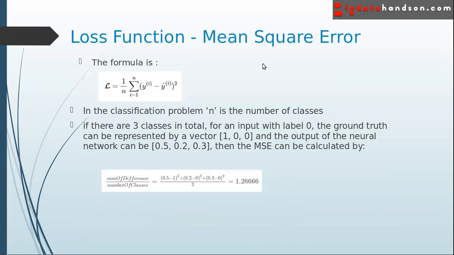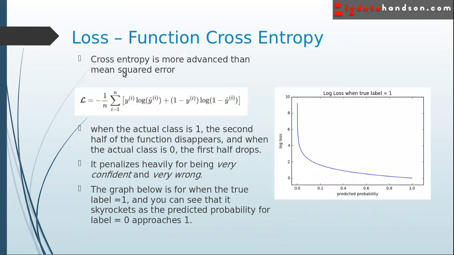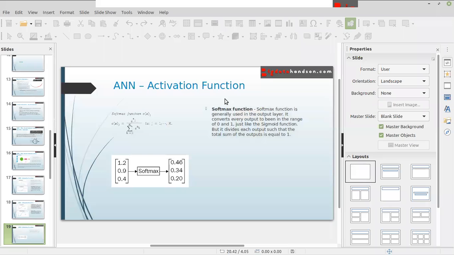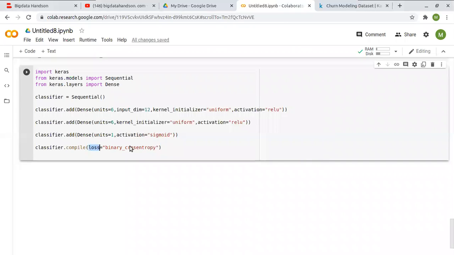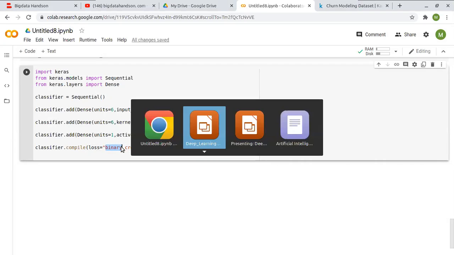We have the mean squared error function: 1 by n, summation of i equal to 1 to n, of (yi minus y hat i) whole square. And we have another function also, that's cross entropy, like I used here for this problem. You can see binary cross entropy. If you have a binary type of output, you can use binary cross entropy. If you have more than two classes, then you have to use categorical cross entropy.